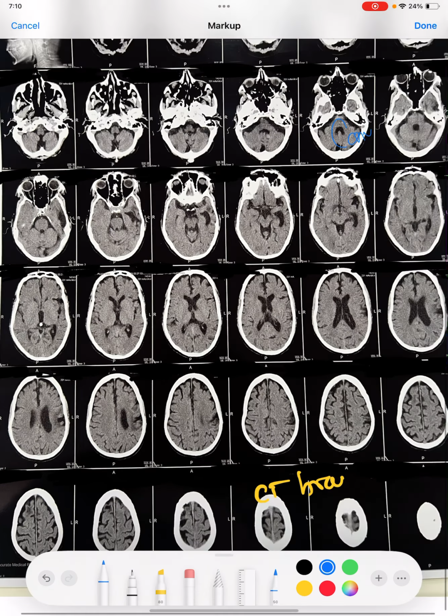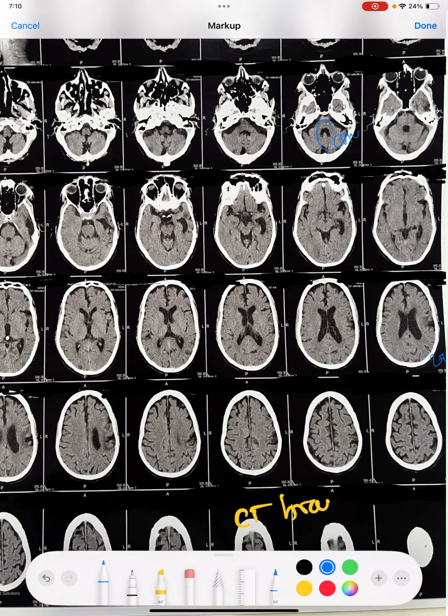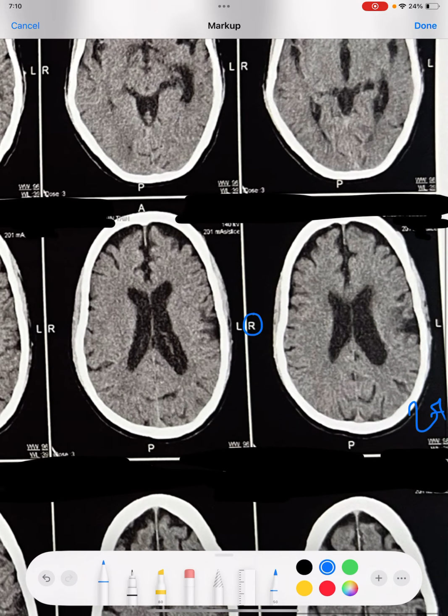As the patient had right-sided convulsions, we will always look for a lesion on the left side. On CT scan, if you zoom in, you can see R stands for right, so this is the right side. This L is left, so this is the left side.